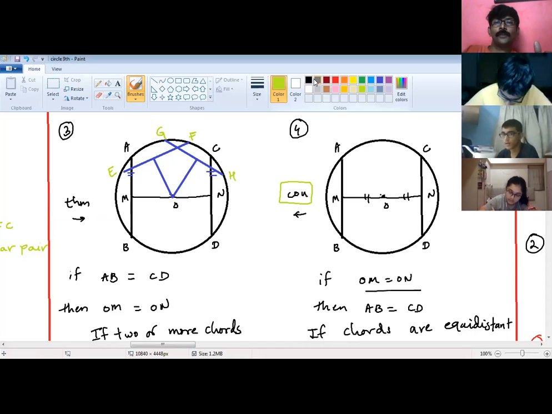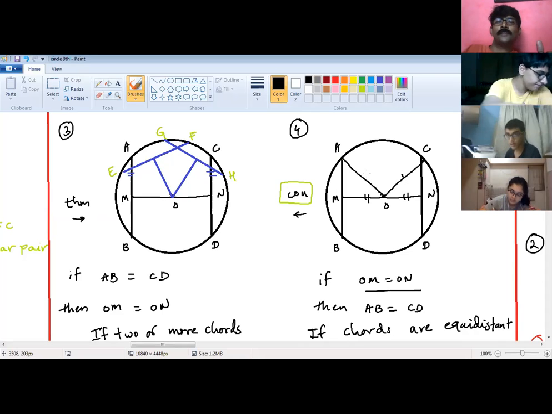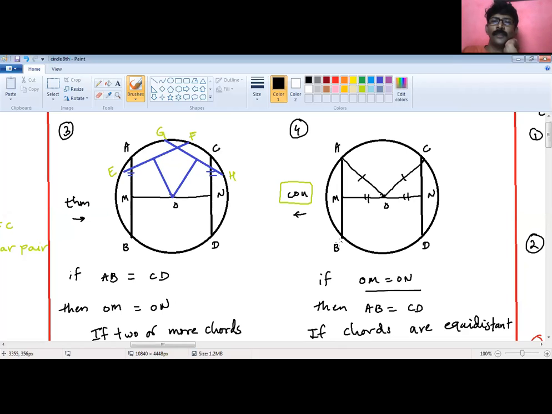These are called radii. So join OA and OC. Now we can say OA is equal to OC. Why is OA equal to OC? Please understand what I have to prove. We have to prove over here that chord AB is equal to chord CD. And what has been given to us? OM is equal to ON. This is what has been given to us, isn't it?